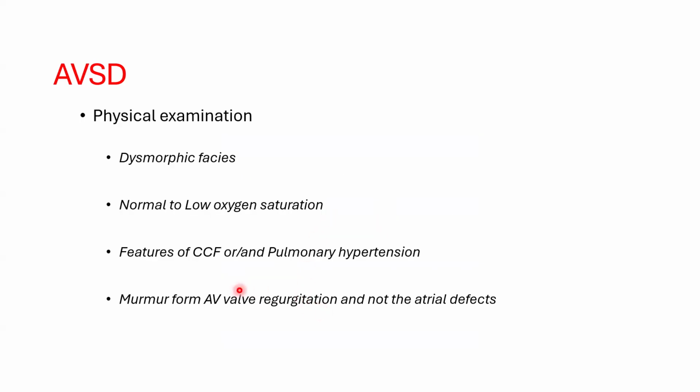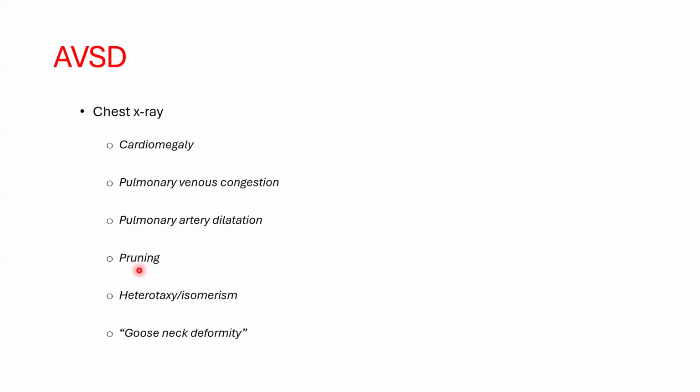So they actually sometimes behave like common mixers where you have all the oxygenated and deoxygenated blood mixing up. But of note is that because the atrial and ventricular defects are so large, you don't tend to hear murmurs arising from them. The murmur is typically from the AV valve regurgitation of either the left or the right atrioventricular valve.